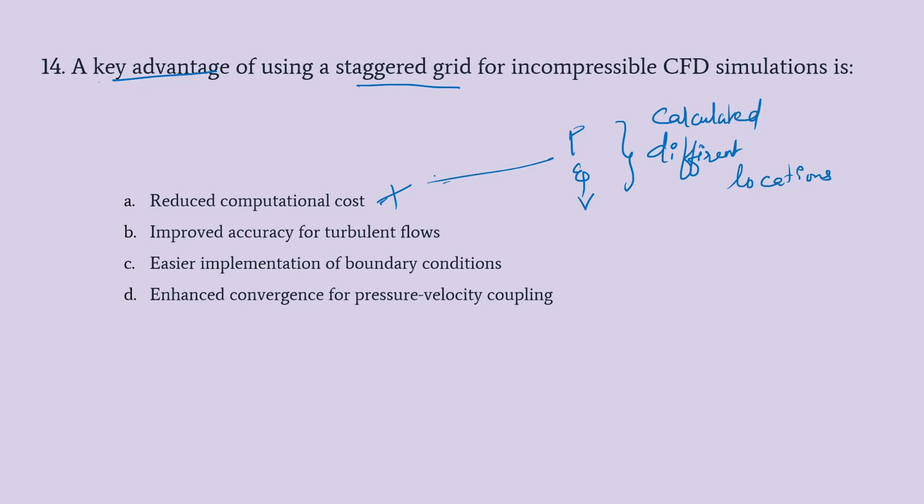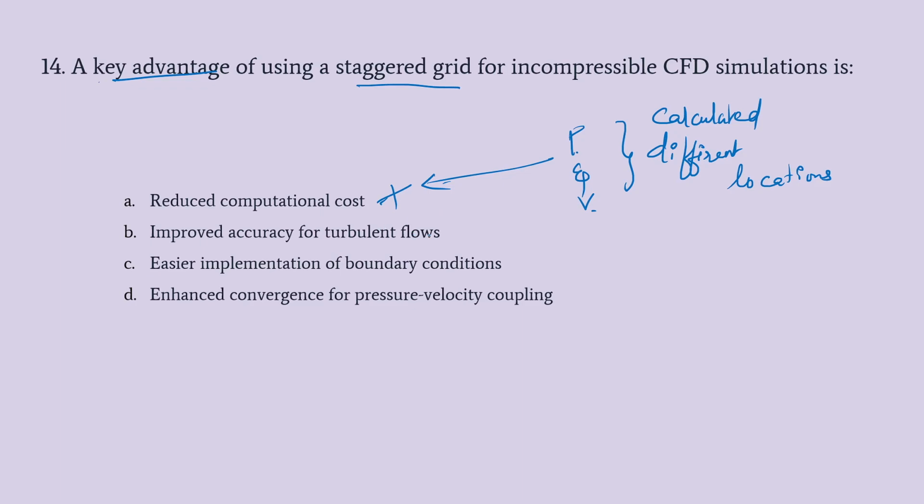So that makes this option wrong, because we have to fix locations for pressure calculation and fix locations for velocity calculation, and we have to simultaneously solve both sets of equations, which will in turn increase the computational cost.